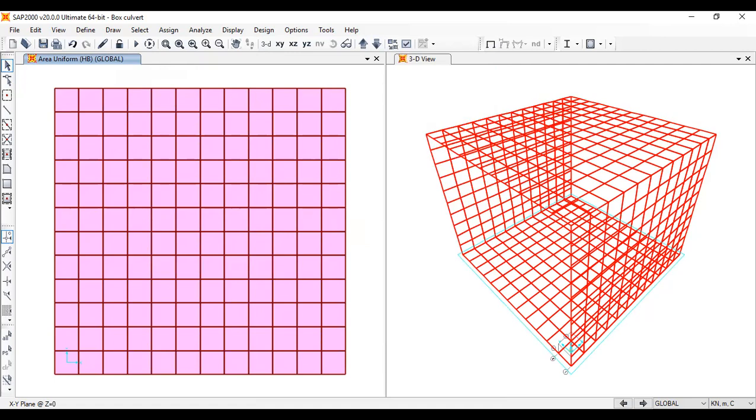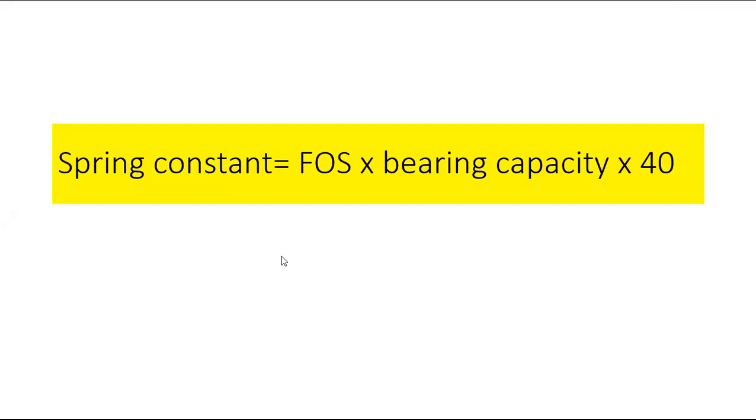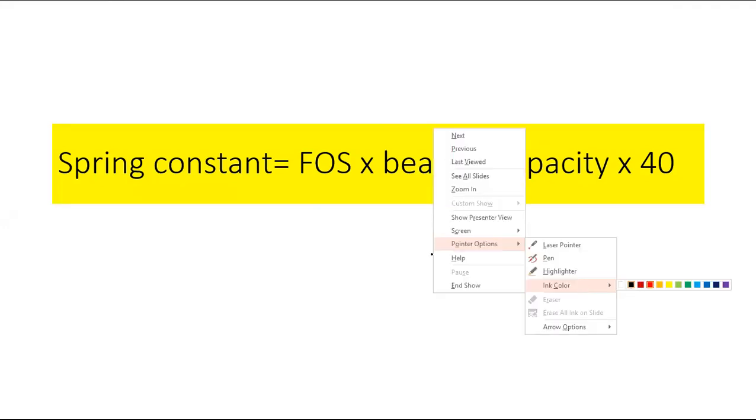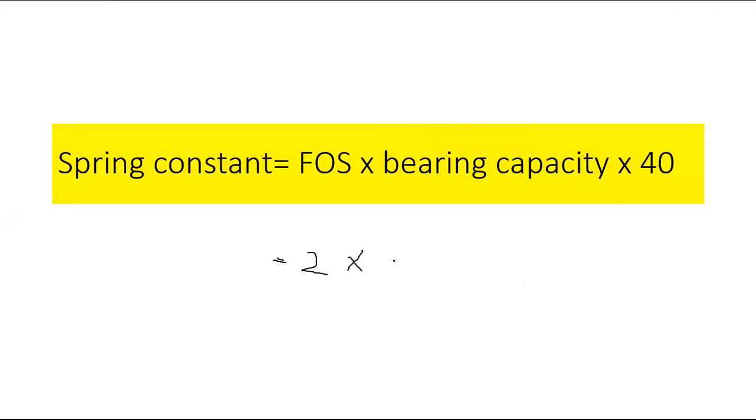So the spring constant you can take, usually the norm is factor of safety times bearing capacity times 40, right? So I'll write that. You can take this spring constant as FOS into bearing capacity into 40, right? So for our case, let's take a factor of safety of 2, bearing capacity, let's assume 100, into 40. So that will give you 8,000 kilonewtons per meter cube, as I remember the unit.